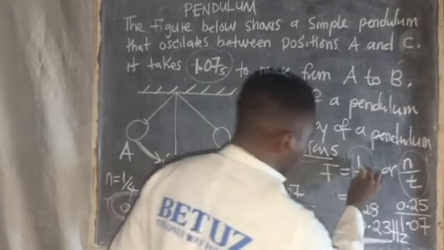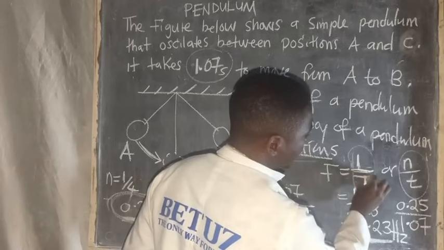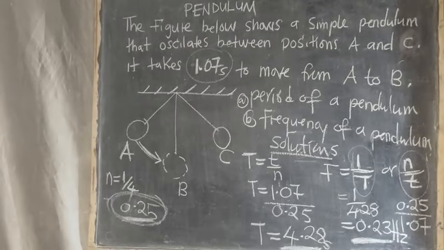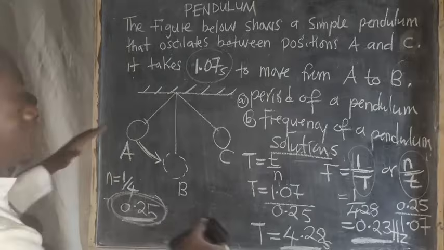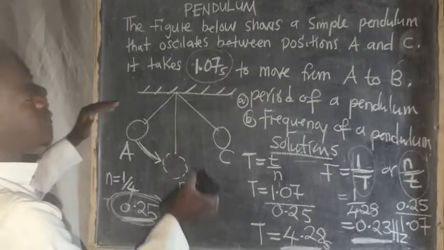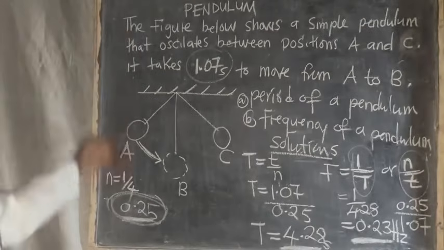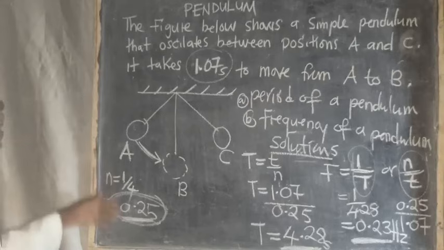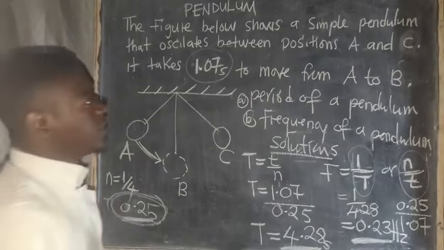So you can use this one, 1 over period or N over T. These are two formulas that you can use. So make sure that you understand this way of answering questions. This is how you need to answer questions even in an exam. You just get the data that is given, and you use that data to answer these questions. These are simple questions that I wanted to revise with you, to show you how we answer questions under the pendulum.